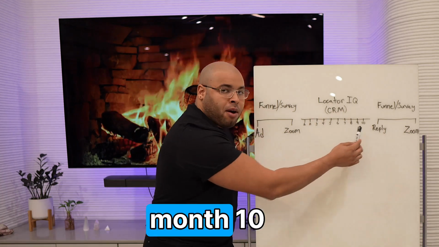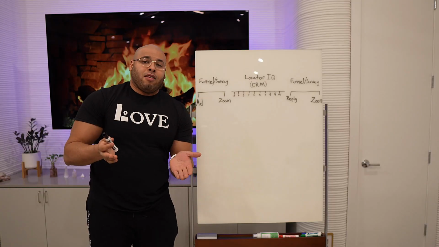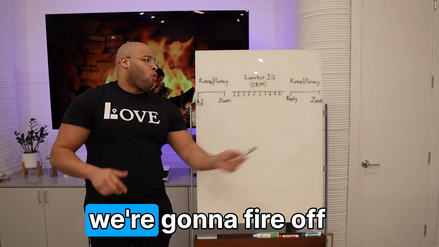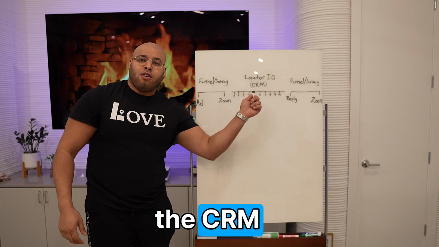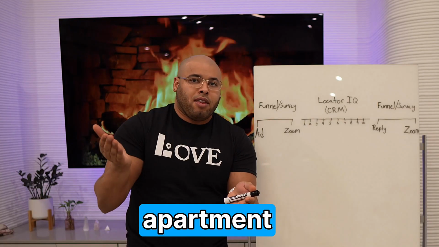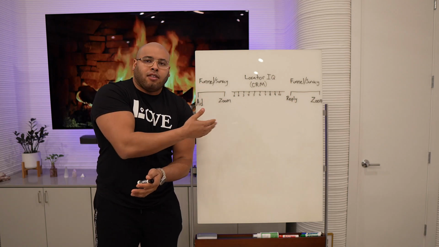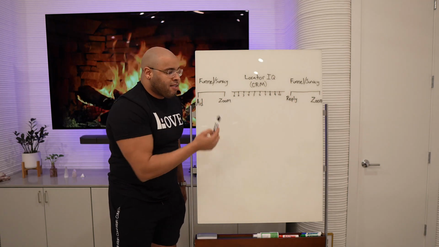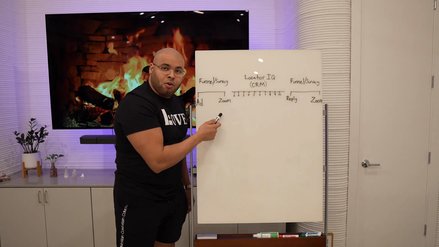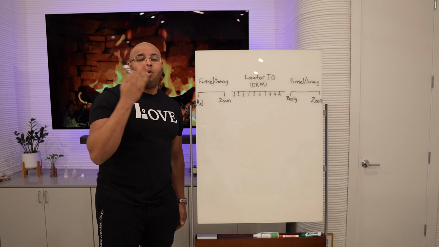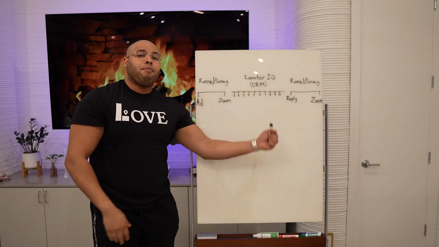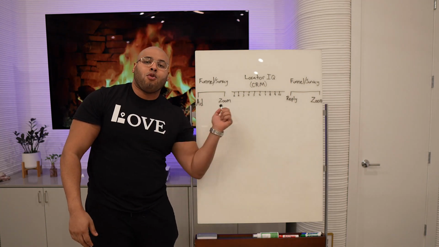Why do we stop at month 10? That's because a lot of the times apartments are on 60-day notices. And so at month 10, we're going to fire off an automation with the CRM to see if they're interested in buying a house or renting another apartment outside of the community that they're in. We do this automatically because they initially booked a call with us. And when people book calls with you through the first stage, now they're organically opted into your CRM, which is where you want them because you're able to market to them throughout their lease term.